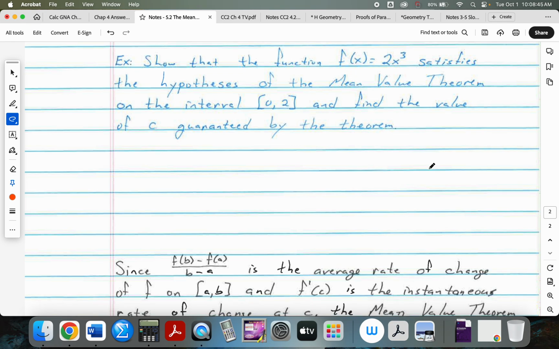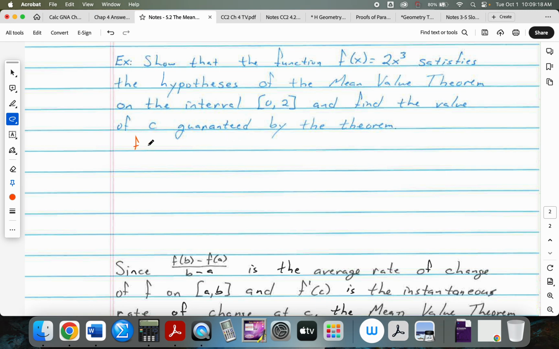Now this next example is one that there's lots of these in textbooks, and the AP will never ask this question. It's real super straightforward. It says, show that the function f of x is equal to 2x cubed satisfies the hypotheses of the mean value theorem on the interval from 0 to 2, and find the value of c guaranteed by the theorem. So, the hypotheses, we have to have a function that is continuous on the closed interval.